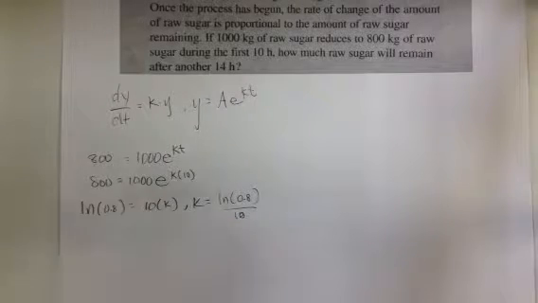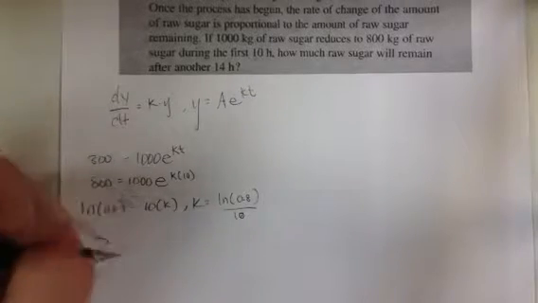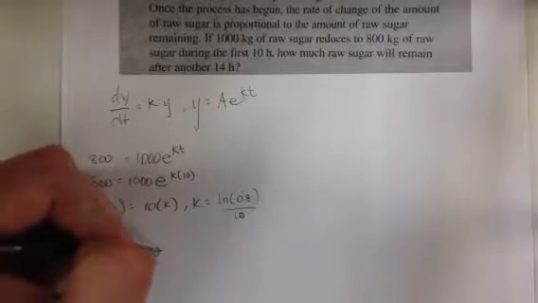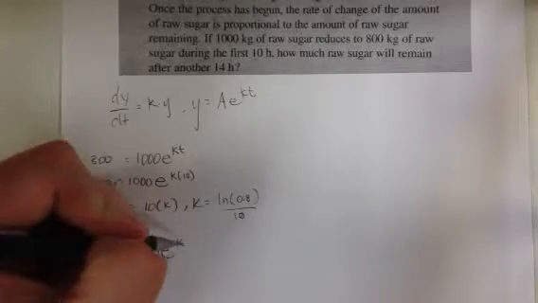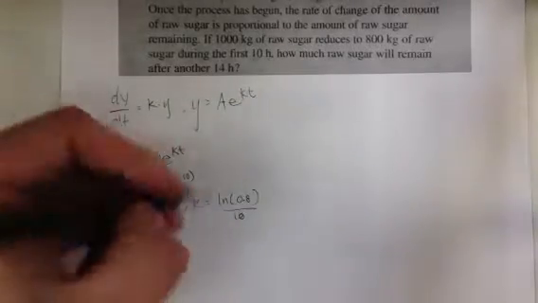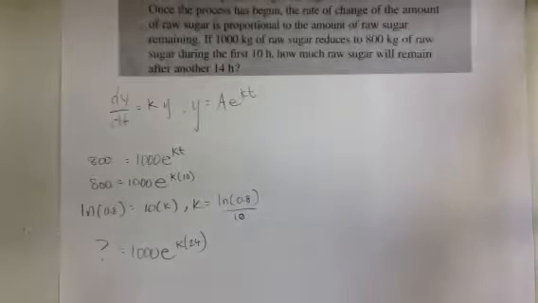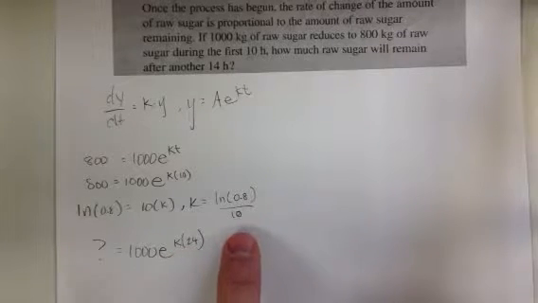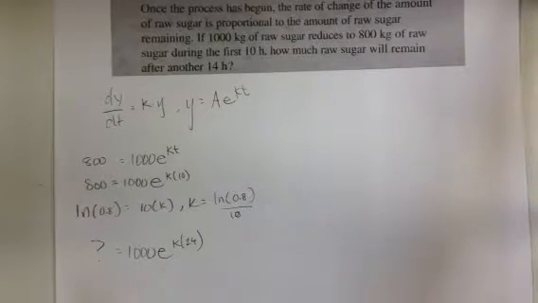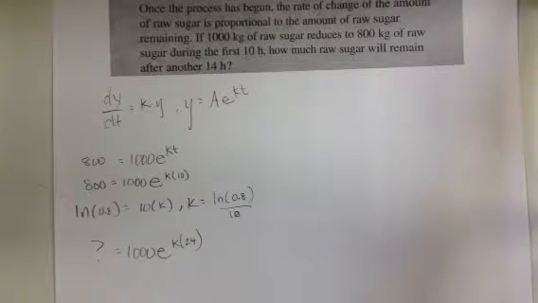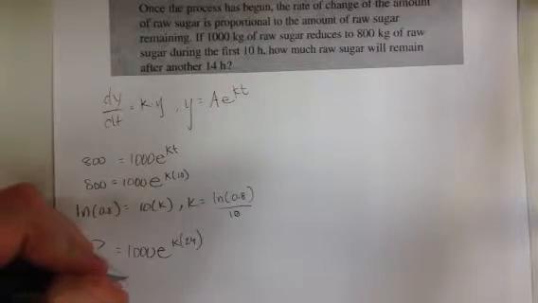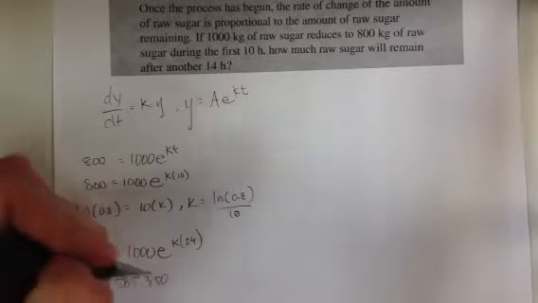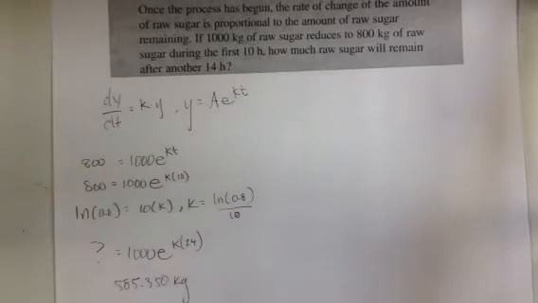So the question says, all right, if this happens in the first 10 hours, how much is left after 14 more hours? So we're asking this question, what's left if you start out with 1,000 times e to the, now we know k, but I'm just going to leave it that way, k times t, I'm going to say t is 24. So essentially I go to my calculator and plug this in. What's 1,000 times e to the k, remember that k is this, times 24. And the answer we get is approximately 585.350 kilograms left of raw sugar.